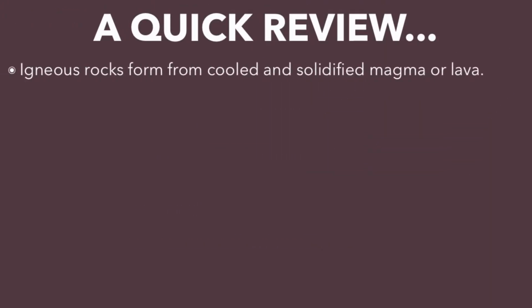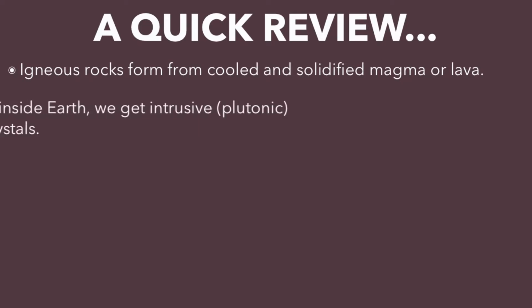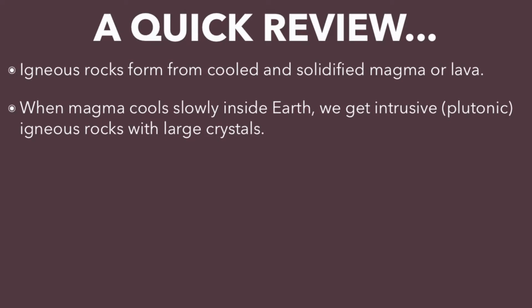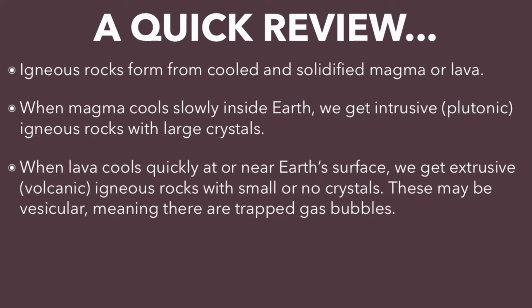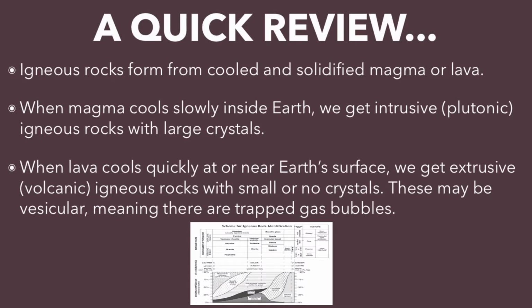So let's recap. A quick review. Igneous rocks formed from the cooled and solidified magma or lava. When it cools slowly inside the Earth, we get intrusive, sometimes called plutonic, igneous rocks, and they will have large crystals. When lava cools quickly at or near the surface, we will get extrusive rocks, also called volcanic, that will have small or no crystals. They may be vesicular, meaning that they have some trapped gas bubbles.